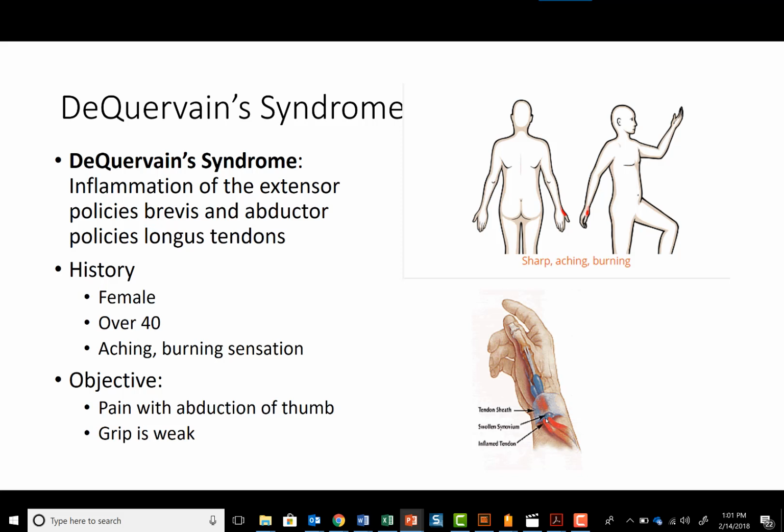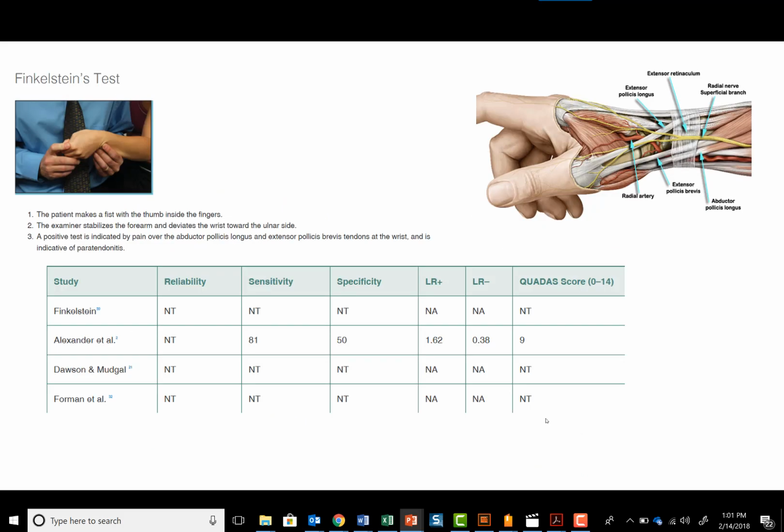Usually they're female, over 40, and they have pain with abduction, pain with a grip, and they may have some pain with extension of that wrist. So that's de Quervain syndrome. I want to say somebody in last year's class had this. And what they're probably going to do with them, before we get to that, let's talk about bracing it. Or let's talk about the special test.